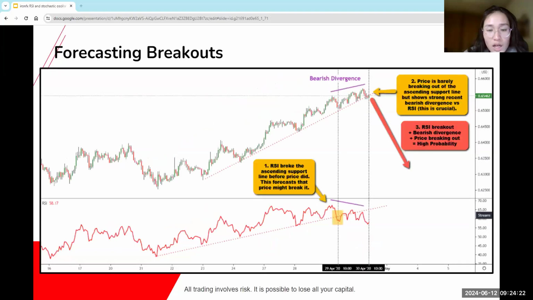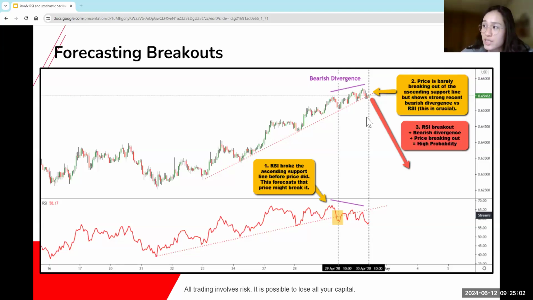Okay, and forecasting breakouts. So you can also use divergences to forecast your breakouts. And one way of doing that is by using your RSI or stochastic indicators. Firstly, in this example, we see that the RSI broke out of this ascending support, highlighted by this dotted line. So it broke out of it, even though our price chart shows that price is continuing in that same ascending trend line. Okay, so that's the first point.